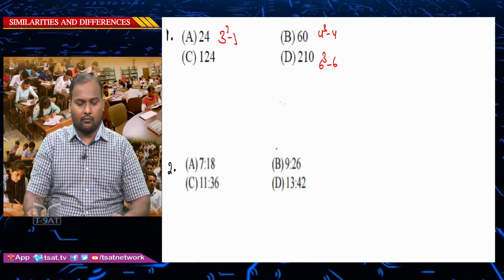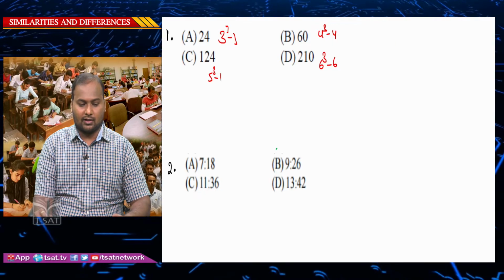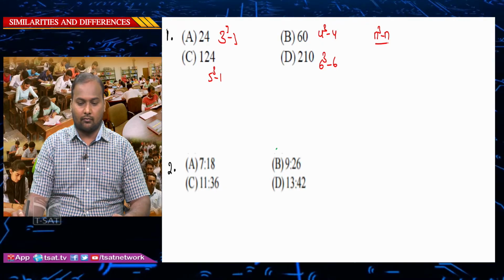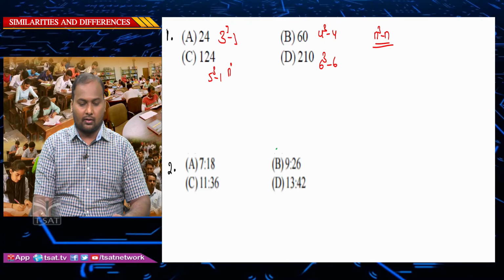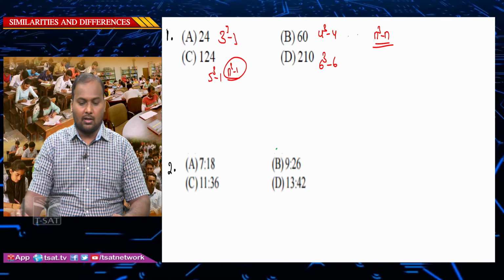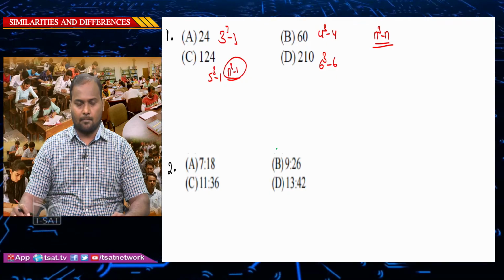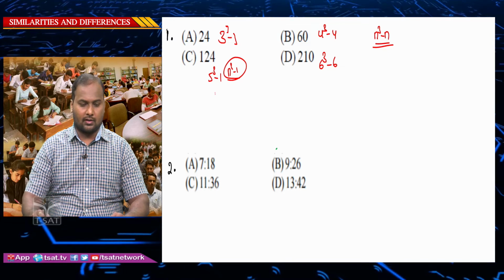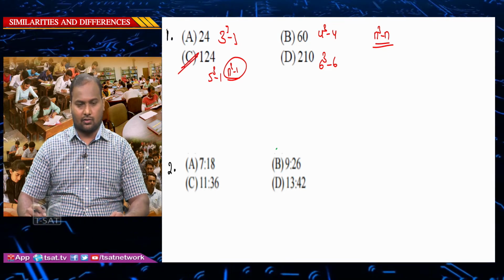But if you see 124, it is also cube format, but the format is like 5 cube minus 1. So the remaining all are in the n cube minus n format, whereas option C is not the format of n cube minus n. So the remaining 3 are similar based upon the pattern of n cube minus n. So the answer is option C. Now come to the next question.